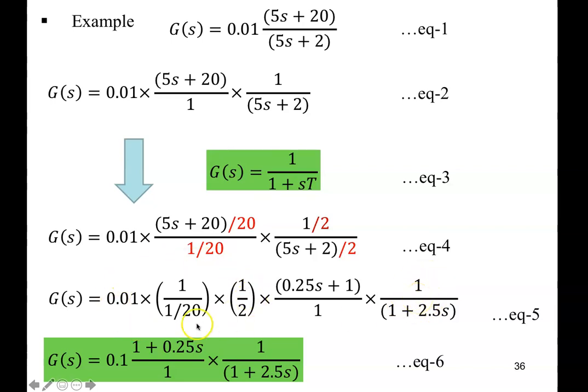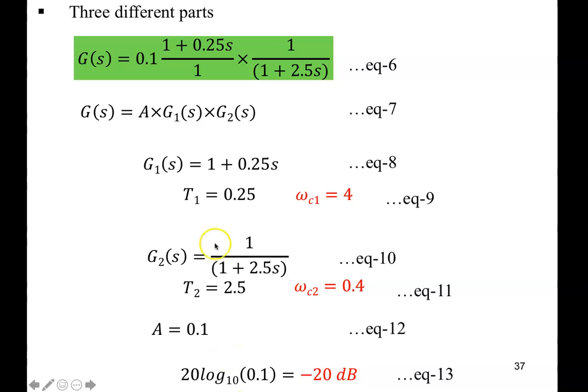Now I can combine the 3 terms in the front to give me the overall gain. So 0.01 times 20 times 1 over 2 gives me an overall gain of 0.1. I'll copy this down, and I'll copy this down. This will give me A, G1, and G2. So I'm going to see how we're going to deal with that. A is 0.1, G1 is 1 plus 0.25s, G2 is 1 over 1 plus 2.5s.